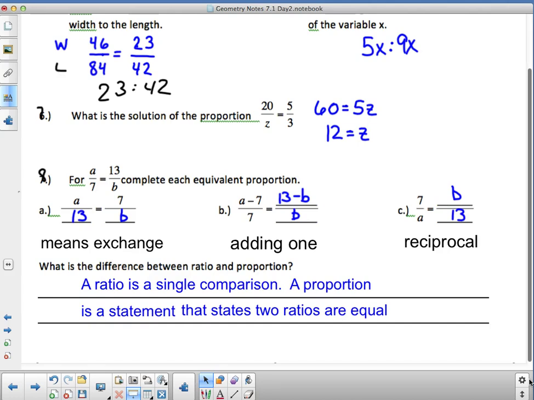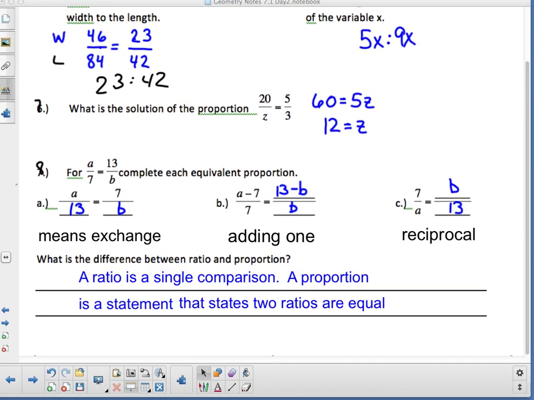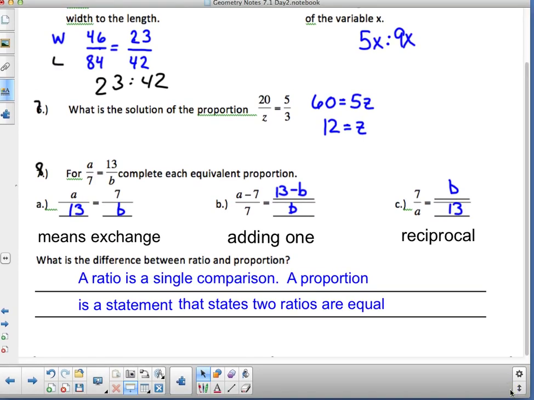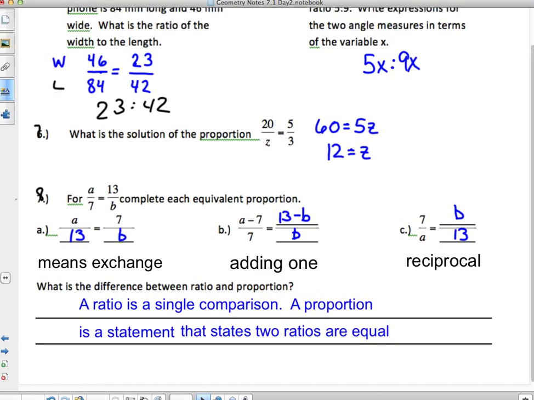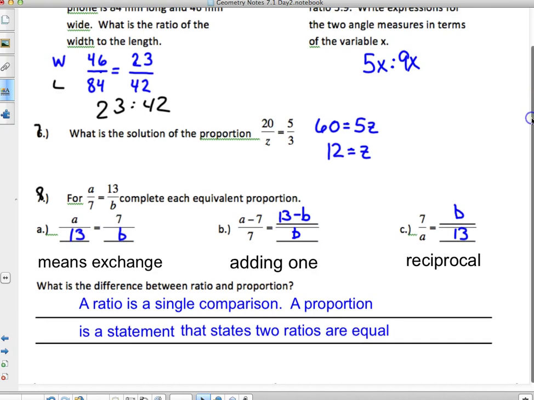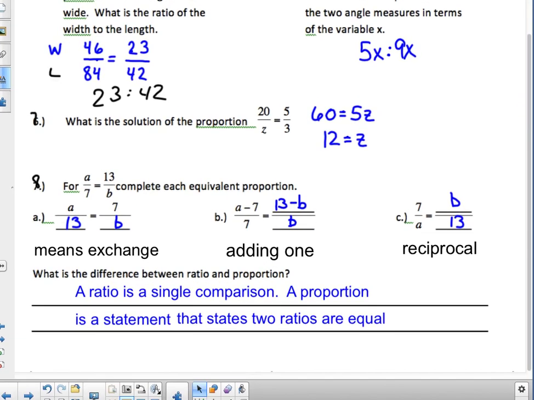Let's see if we can get that a little higher somehow. It is not letting me get it much higher, so I apologize for that. So that's the end of notes.